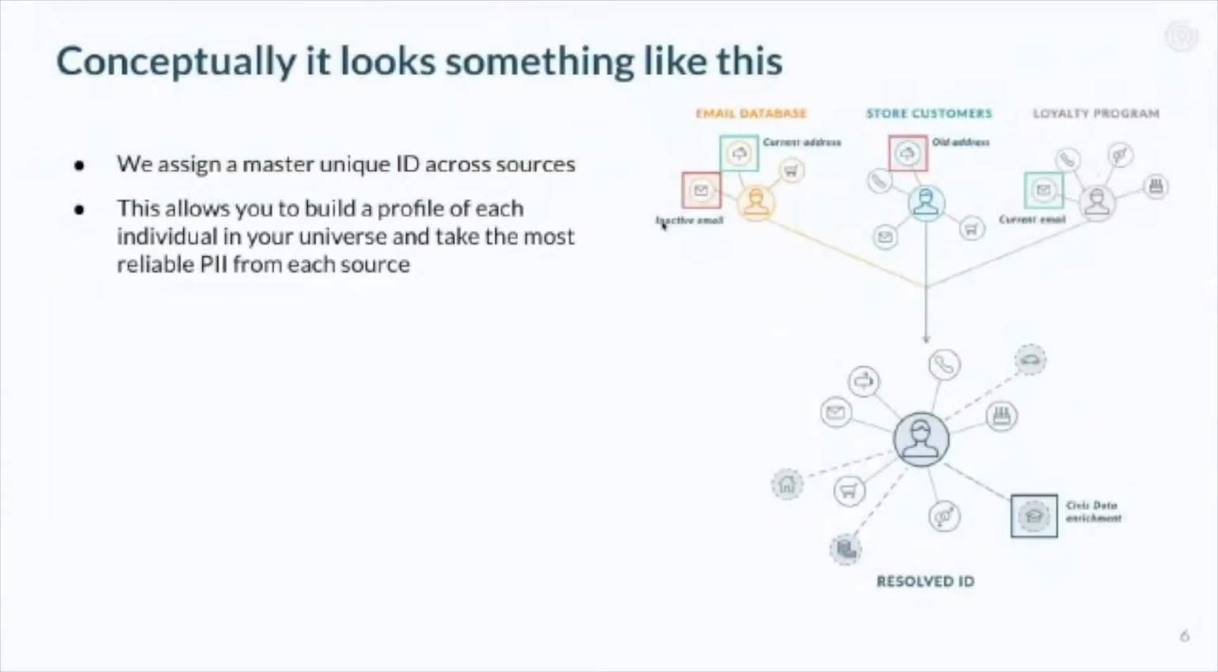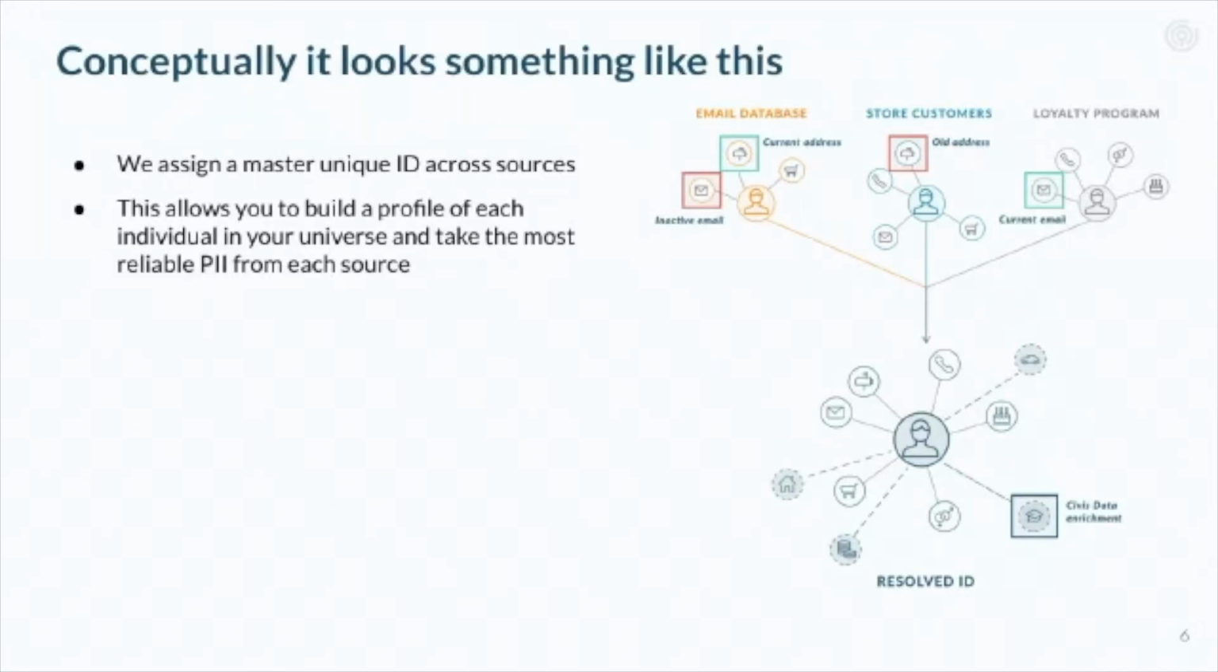So to map this out conceptually, it's going to look something like this. This is a slightly commercial example, but you would have 3 different source systems: your email database, your customer database, and a loyalty program. From within that, you can see that in the email database you have an inactive email, but for that same person, you have a current email in your loyalty program. So bringing all of that together, you can get a single record for that one individual.